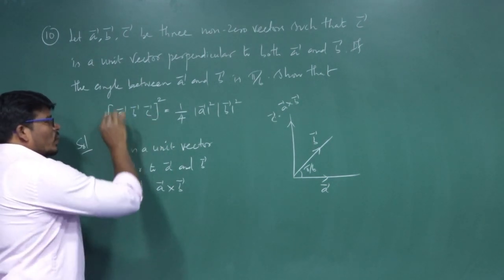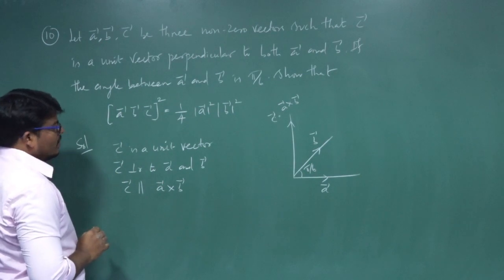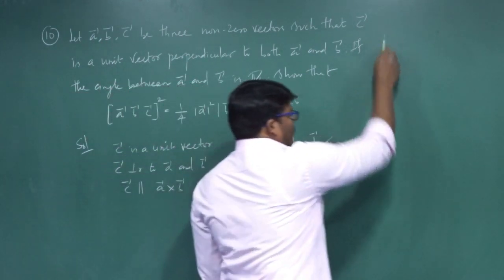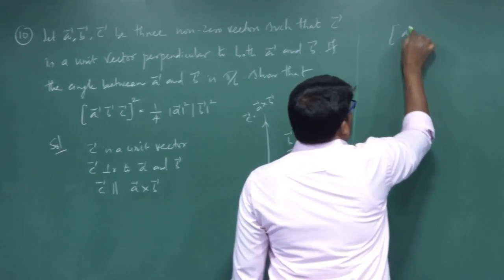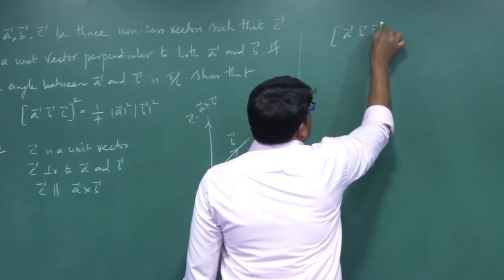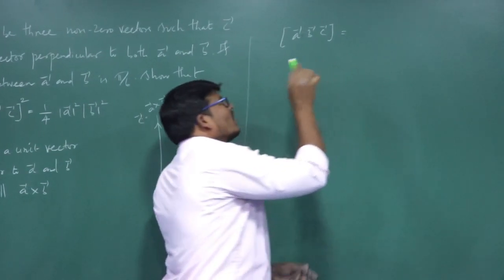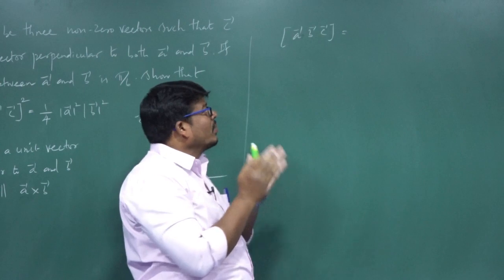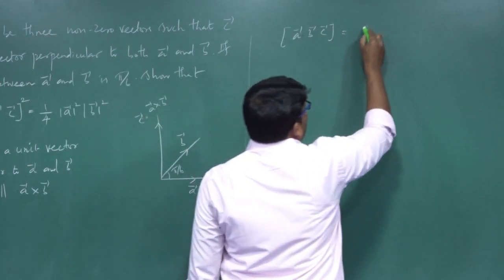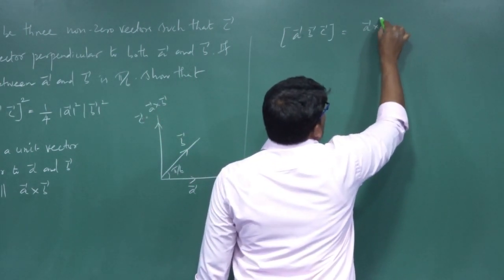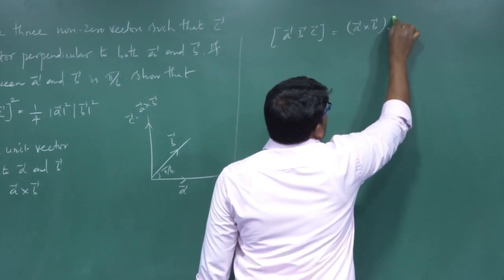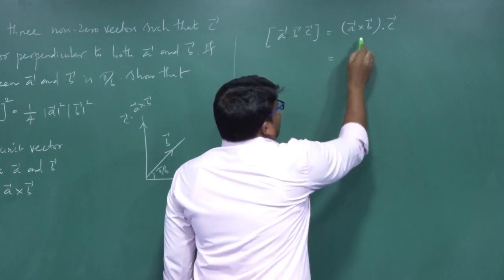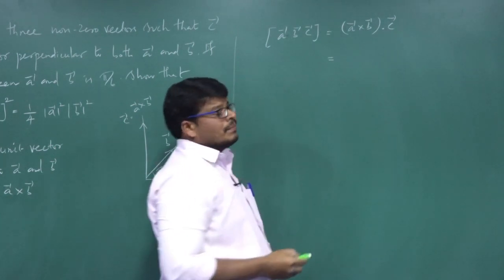First, now taking the box product of A, B, C. Box product of A vector, B vector, C vector is the scalar triple product, which we can write as A vector cross B vector dot C vector. That is A cross B dot C.